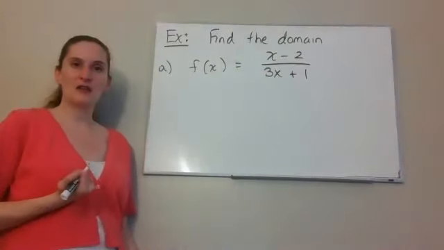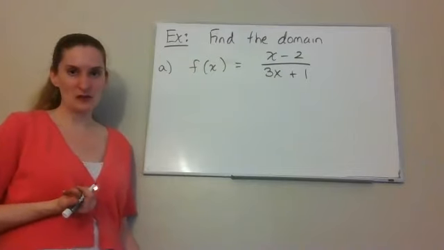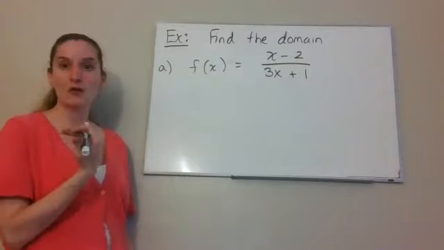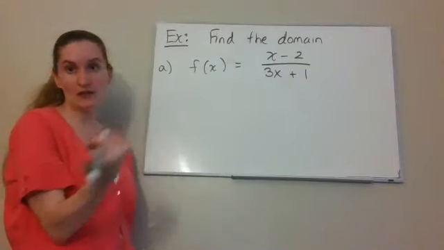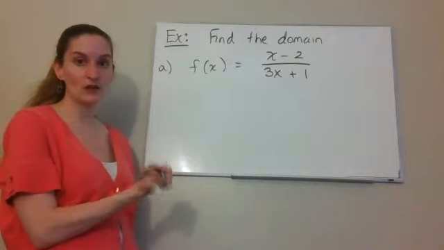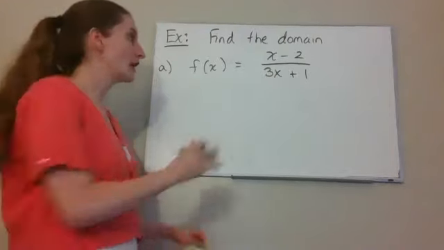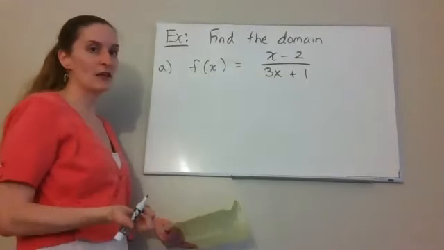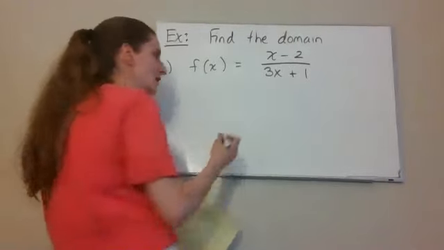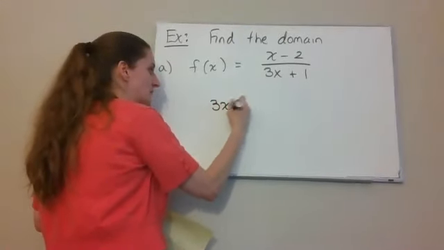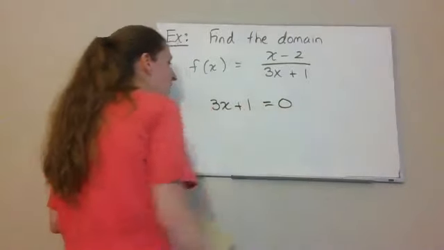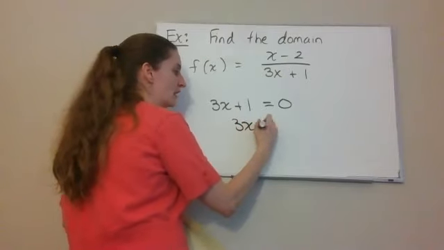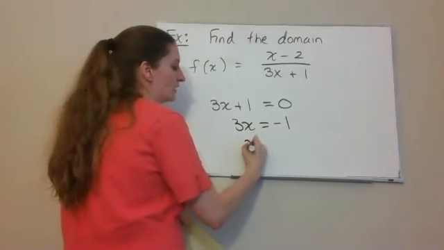So we have to figure out, does anything cause problems on this function? Do I need to worry about taking even roots of negative numbers? No. I don't have any roots at all, let alone even roots in this particular function, so that's not a concern. However, I do have a denominator, so there is potential to divide by 0. To figure out if we end up dividing by 0 anywhere, you take your denominator and you set it equal to 0 and try to solve that equation. So I'm going to move the 1 to the other side to get 3x equals negative 1 and divide by 3.